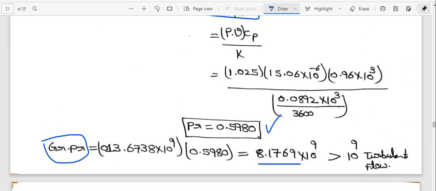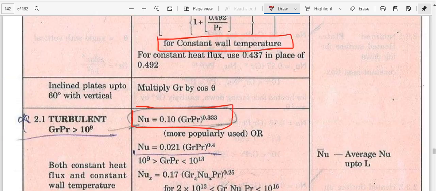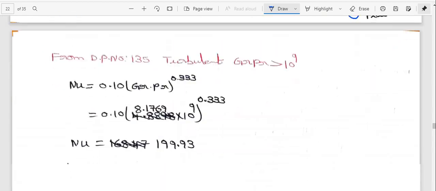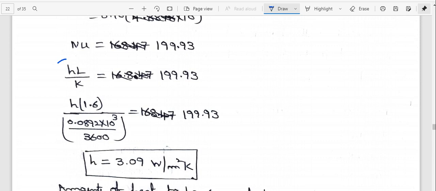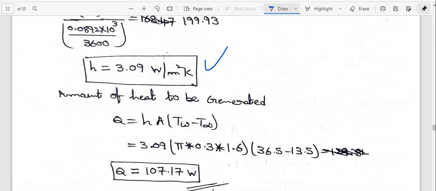So here what is the GrPr value? 8.1769 into 10 power 9. This is greater than 10 power 9. This flow is turbulent, so I am considering turbulent flow. Again this is the Nusselt number formula, 0.10. We need to substitute all these values. So here hL by k, L equal to 1.6 and k is the thermal conductivity. After substituting all these values, h equal to 0.39.